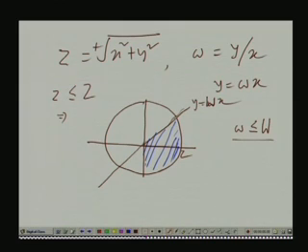I am taking the overlap between this circle, because the circle corresponds to the inequality small z less than or equal to capital Z, and the whole region below this straight line gives rise to small w less than or equal to capital W. But I am only taking the overlap between the two, the circle and that region. So, this shaded region comes.